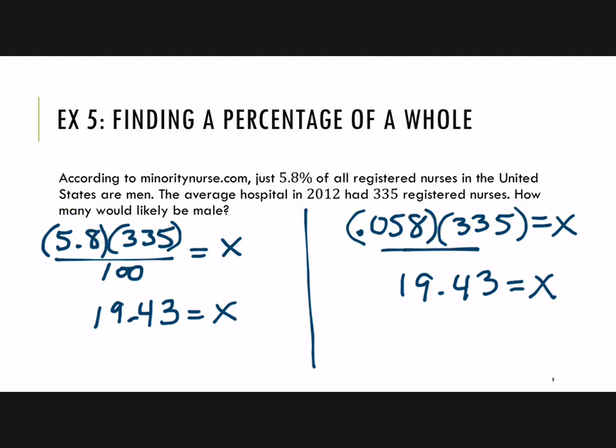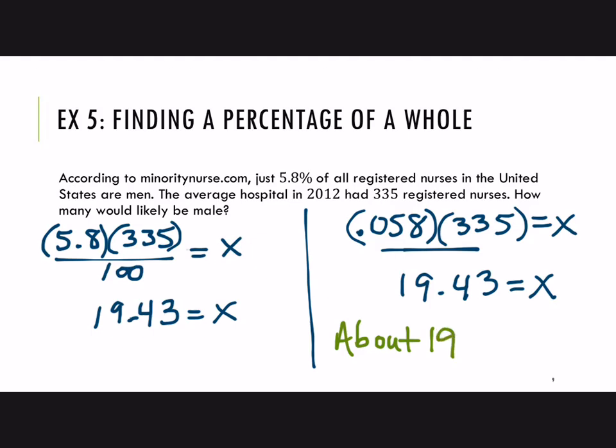And then finally, we just want to interpret the answer. So you have to decide, should we leave that answer for x, or should we possibly round? Well, this question is asking how many out of the nurses would be male. So since we're talking about people, it makes sense to round to the nearest whole number. So we can say about 19. And we'll stick with the normal rules for rounding.